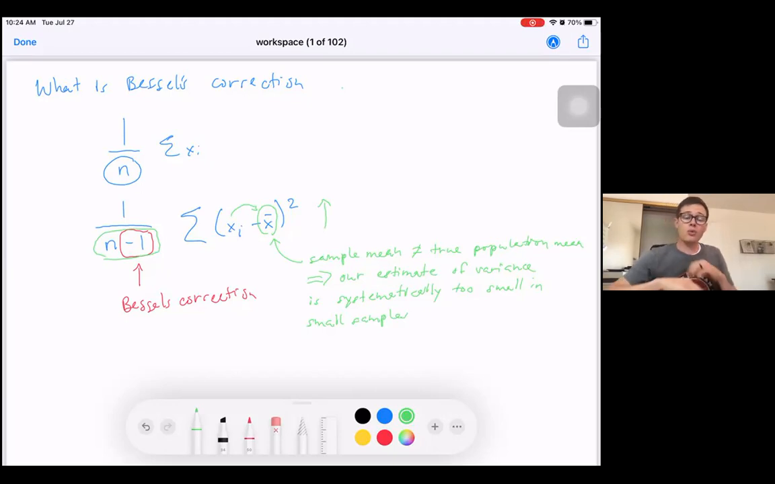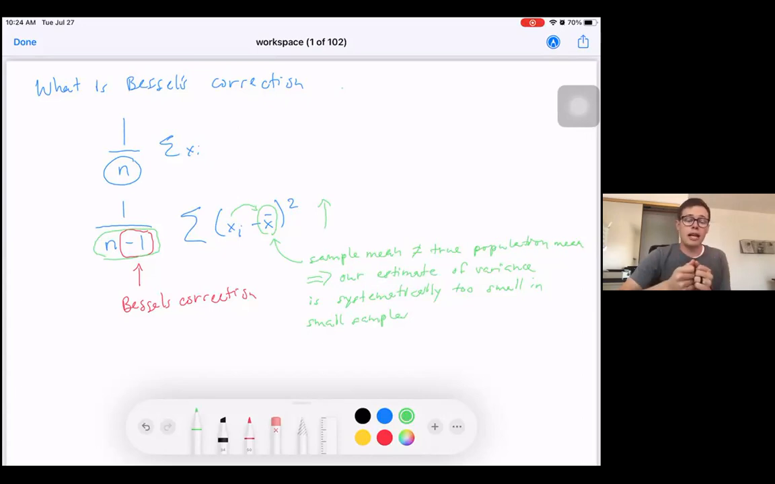I should say this is a really nice time to learn this material because we've seen it before. And I will be honest that Bessel's correction is super unintuitive. It's worth sitting down and thinking through this a couple different ways.